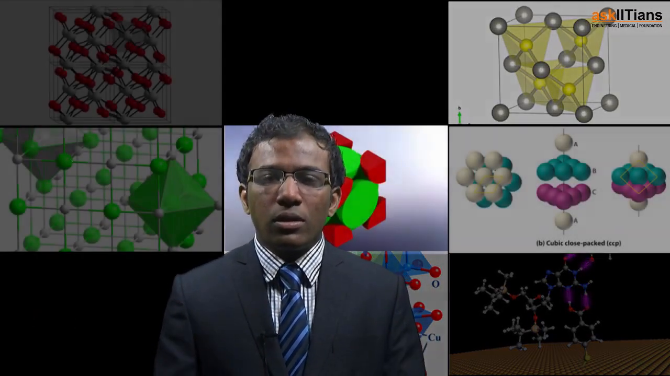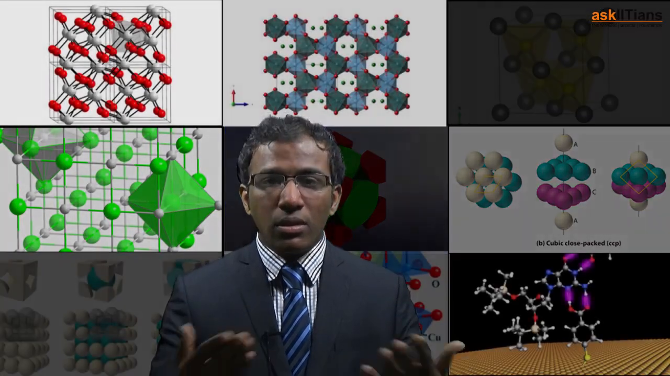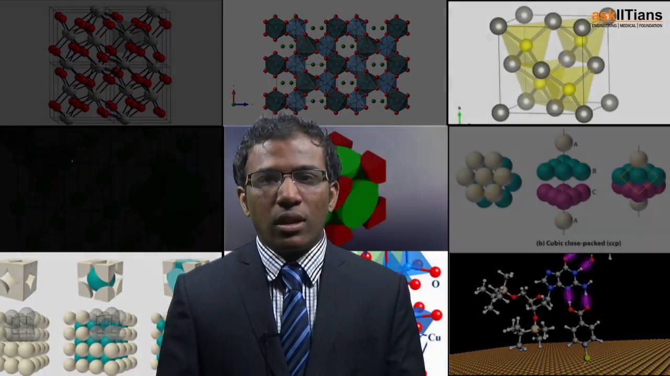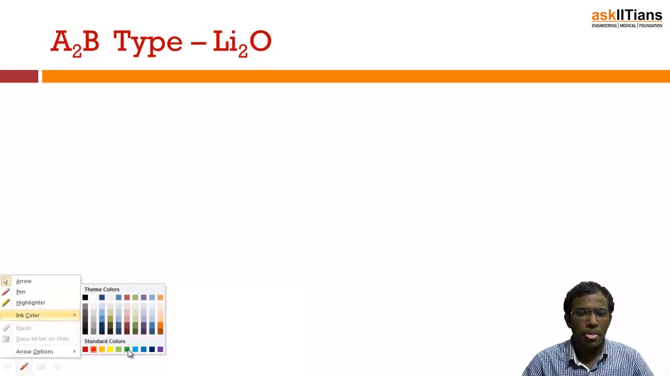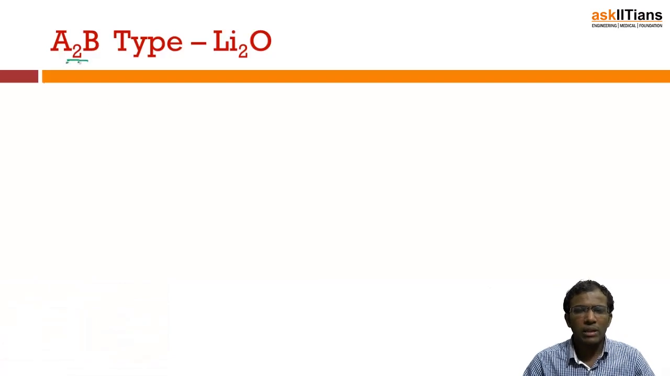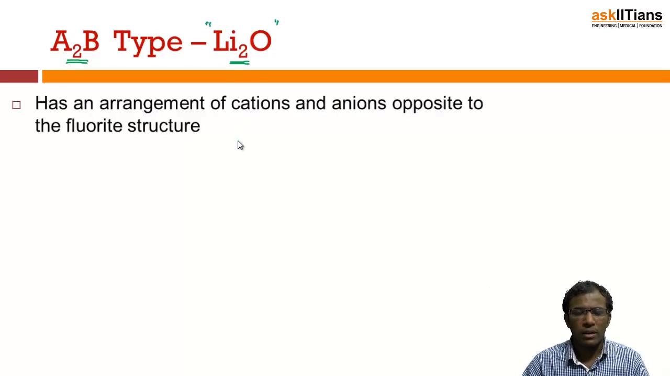Hello students, welcome back. In this part, we'll discuss more about the structures of some other ionic compounds. So let's start. Now we are going to discuss the structures of some other ionic compounds which are important for us. One is A2B type, and Li2O is one of the examples of A2B type. So let's understand the structure of lithium oxide in detail.